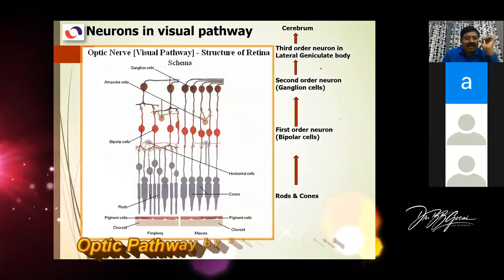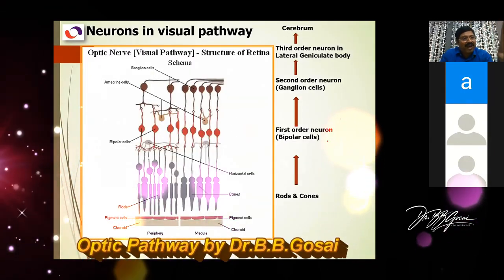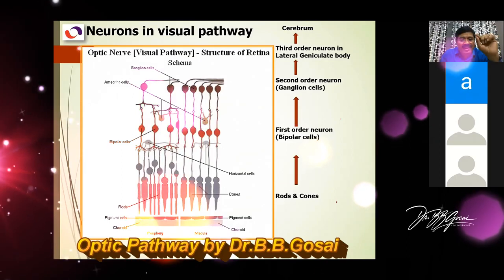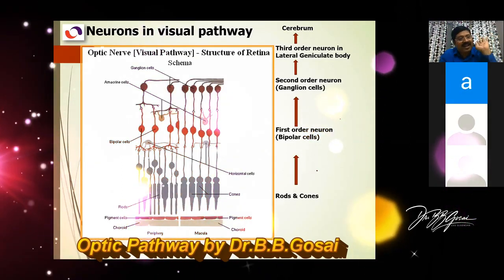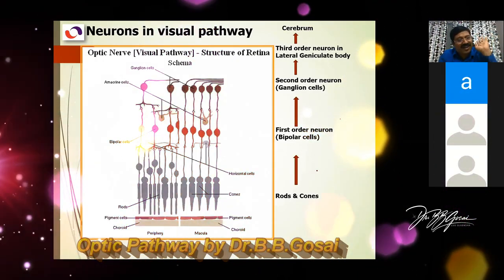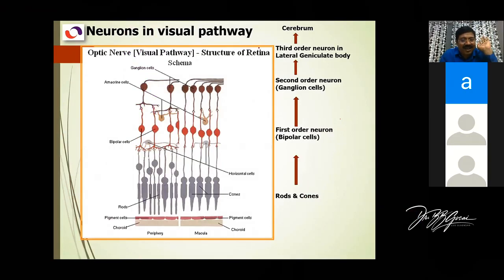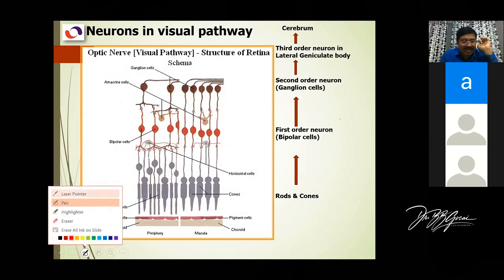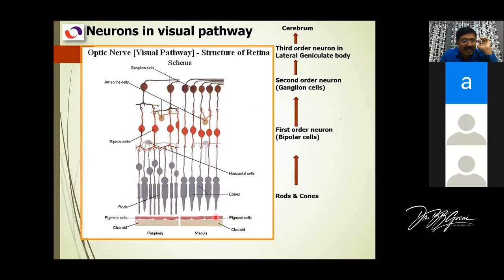Now let me make you clear about the optic pathway, that ultimately it starts with the retina, from where the vision starts. So the light falls on the retina. Clear? Here is the choroid, which you can see. I'll change the laser. So this is the choroid. These are pigment cells, the pigment part of the retina.